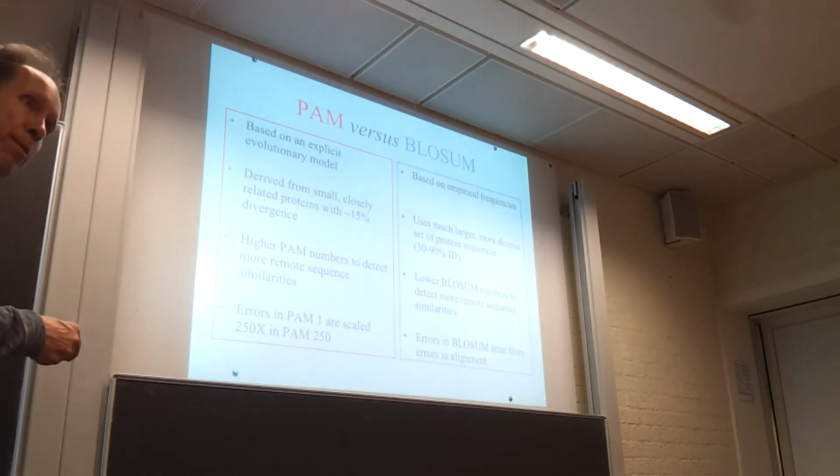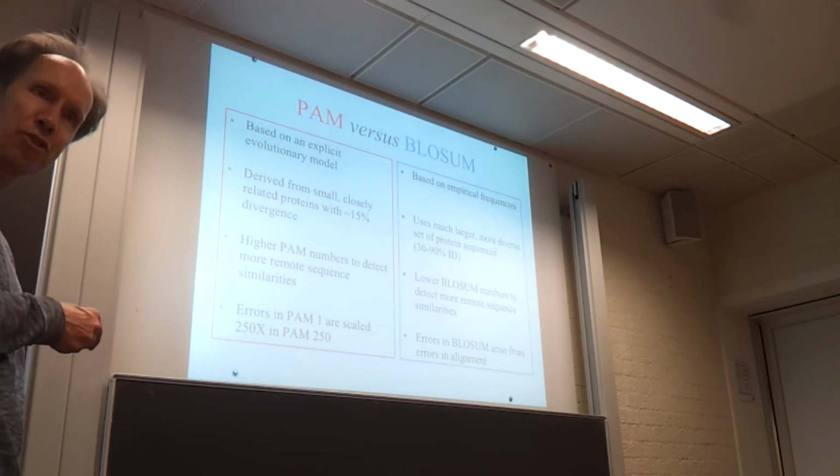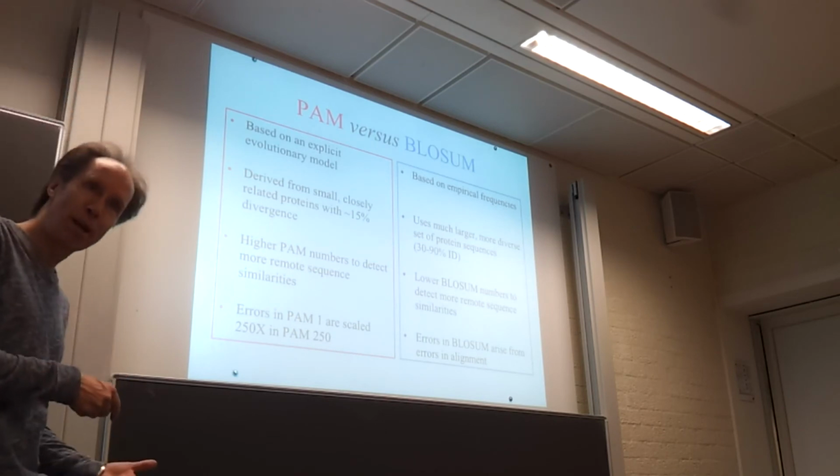This is one little problem in Pam. Suppose there is a little error in the Pam1 matrix as we saw. What happens with that if we do 1,000 self-multiplications? It blows up.